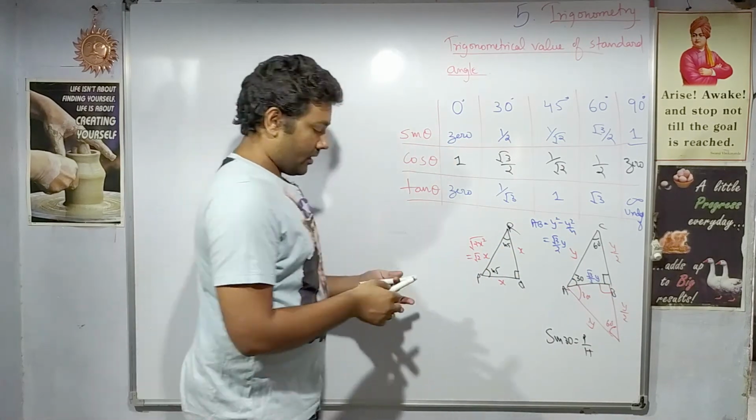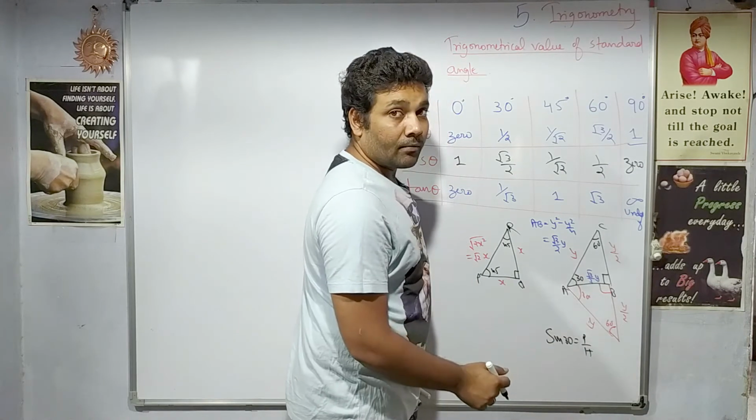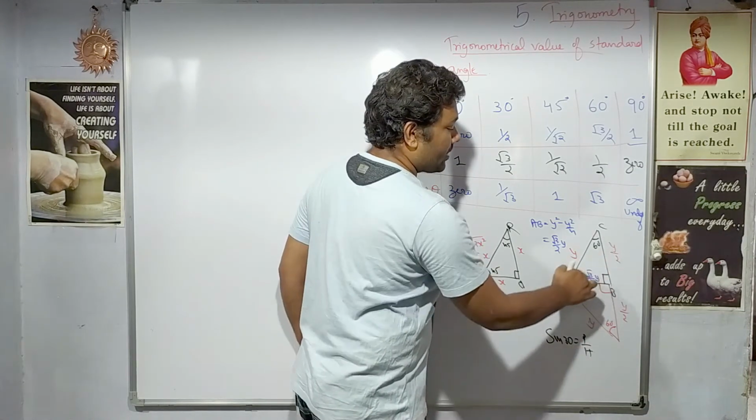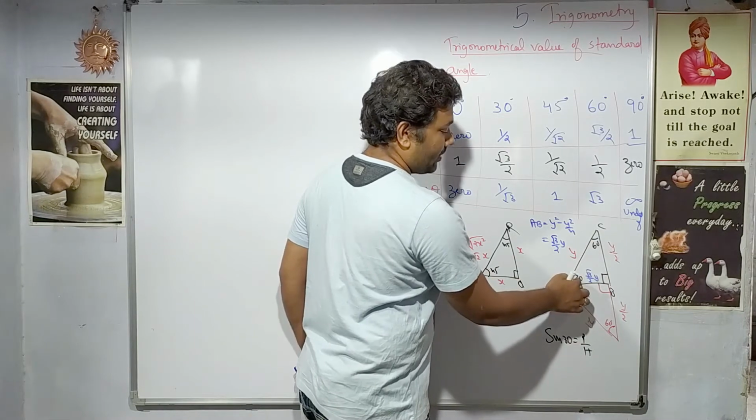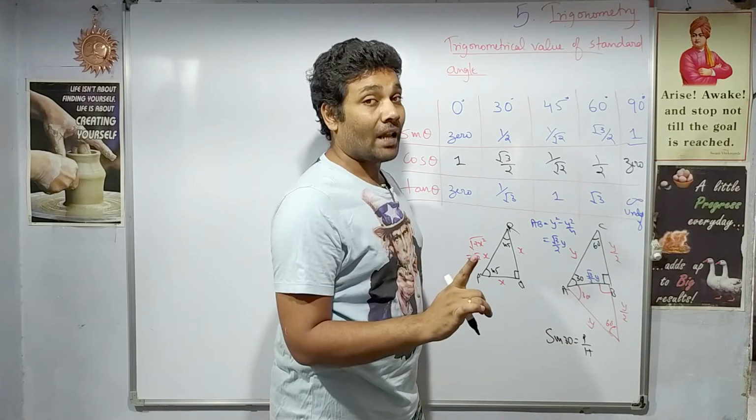Now I can find the sine 30. What will be the perpendicular? Exactly opposite to the angle is the perpendicular, right? I taught this in the first lecture itself.